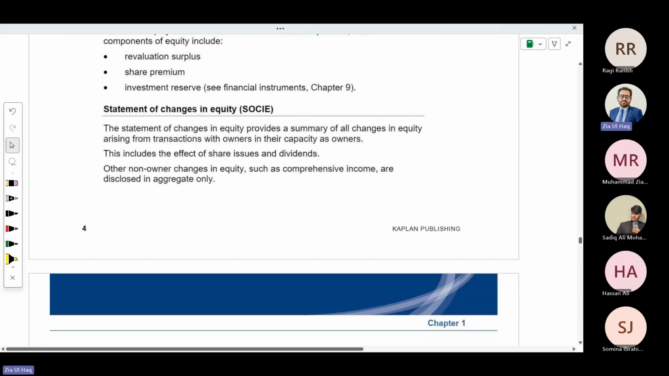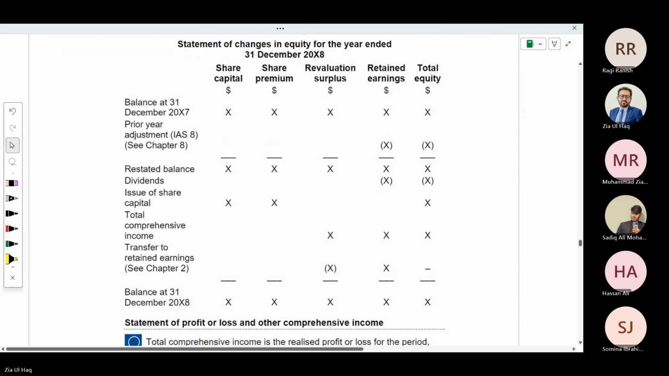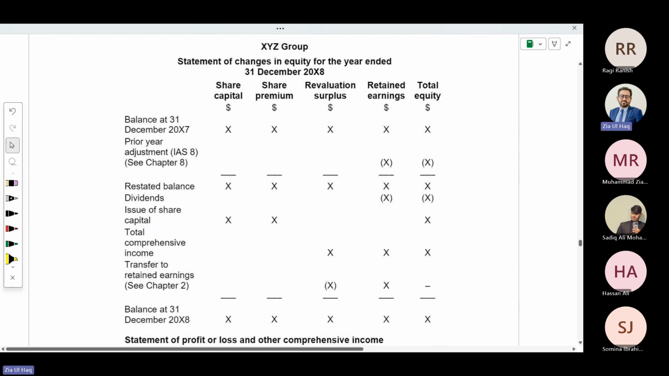Okay, statement of changes in equity: how to prepare the statement of changes in equity. This is the format. First, we need to mention the company name. We need to put the heading statement of changes in equity, and then we need to mention the year end, for the year ended 31st December 20 something.